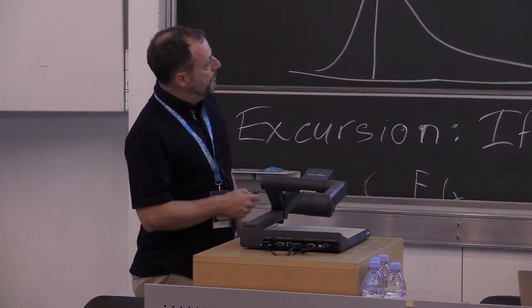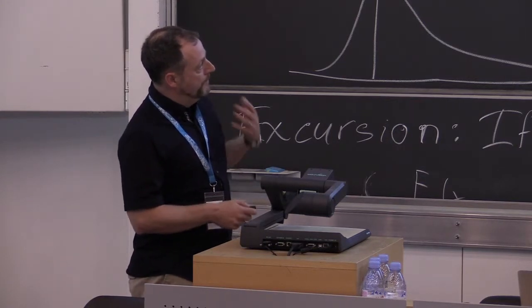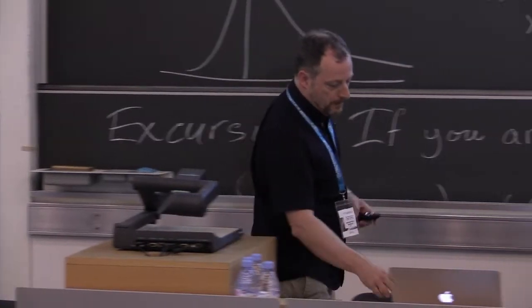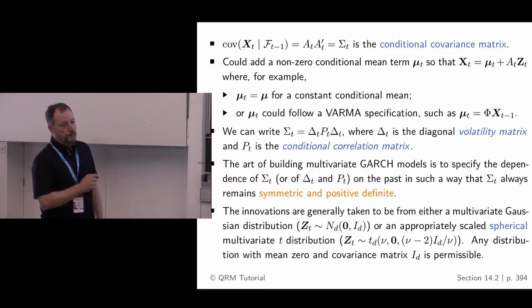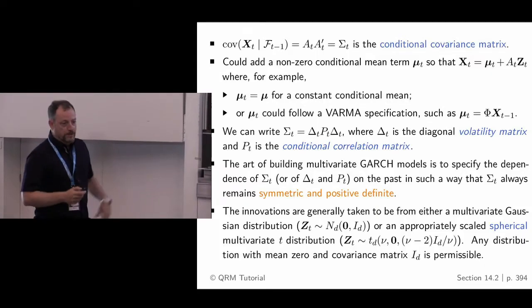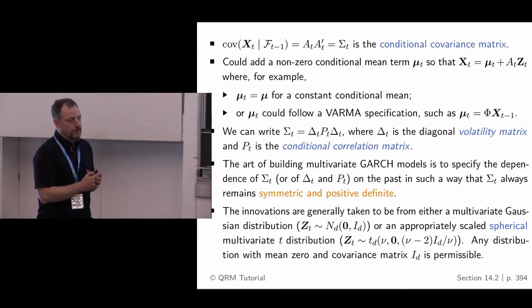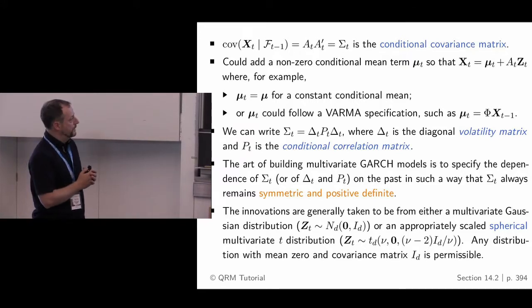The way it's set up, the expected value of Xt given the past of the process is 0, but just as we had for the multivariate normal distribution, you get the covariance matrix of Xt given the past by taking A_t times itself transposed, and this is what we call the conditional covariance matrix. So we have a model where there is a conditional covariance matrix, and what we have to do is describe how this conditional covariance matrix depends on the past, and I will use 2 specifications.